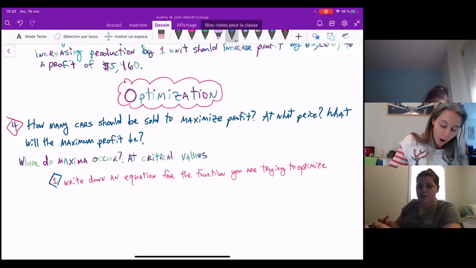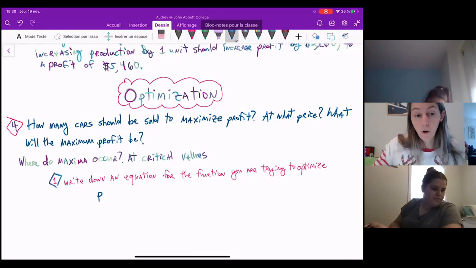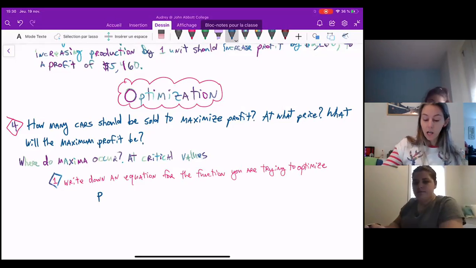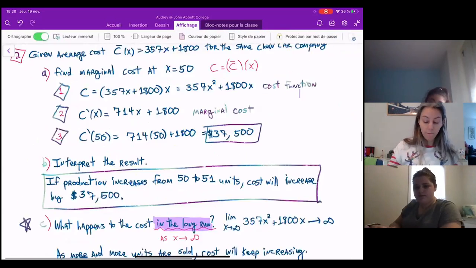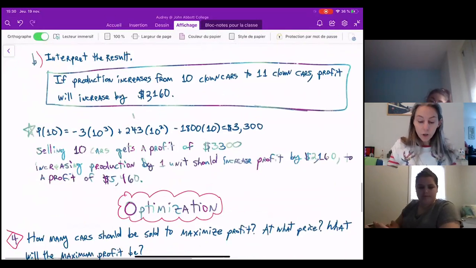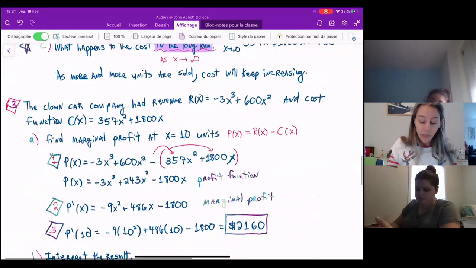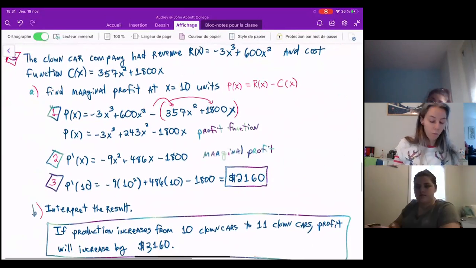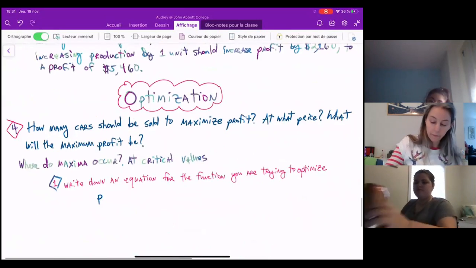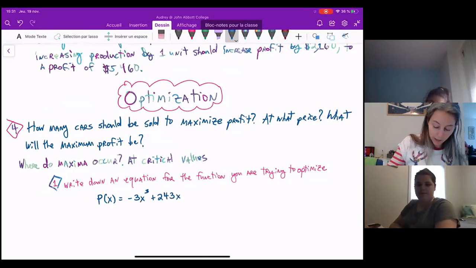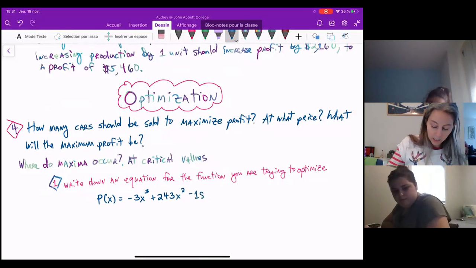So in this case, that's my profit function. I already found my profit function, but we saw that I actually had to do some work to find it. This was a big three-part question that built me up to being able to find it. First, I found revenue, then I found cost, then I subtracted revenue and cost and got my profit function, which was negative 3x cubed plus 243x squared minus 1800x.